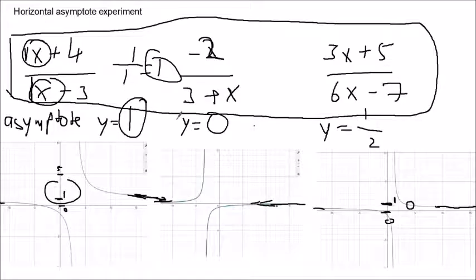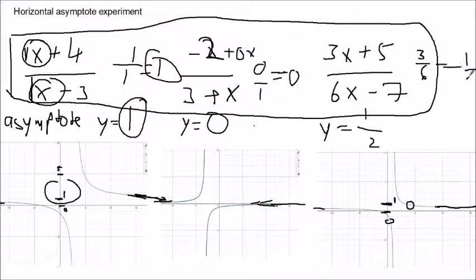That's your asymptote. For this function, there's no x. Since there's no x, it's basically 0x. And what's 0 divided by 1? That's 0. So 0 divided by 1 is 0. How about this? This is 3x over 6x. So what's 3 divided by 6? That's 1 half. See, 1 half, 0, and 1. 1, 0, 1 half. That's the generalization.